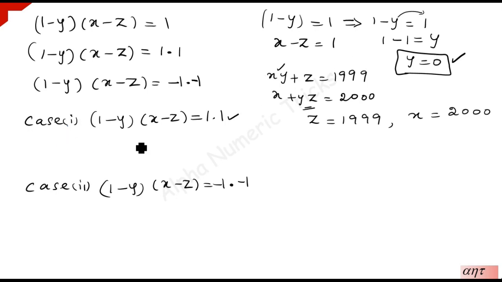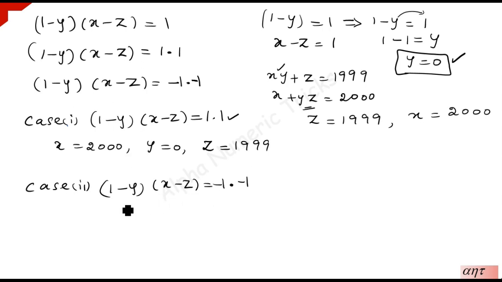So from this case, we get the value of x is equal to 2000, y is equal to 0, and z is equal to 1999. In the same way, we have to get the solution for this case also. Okay, we will do it now.